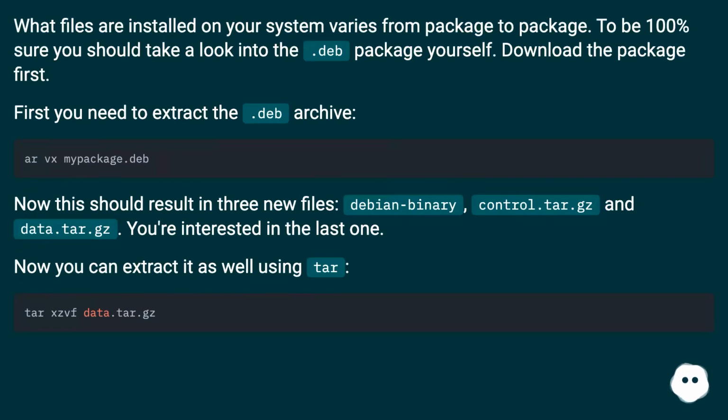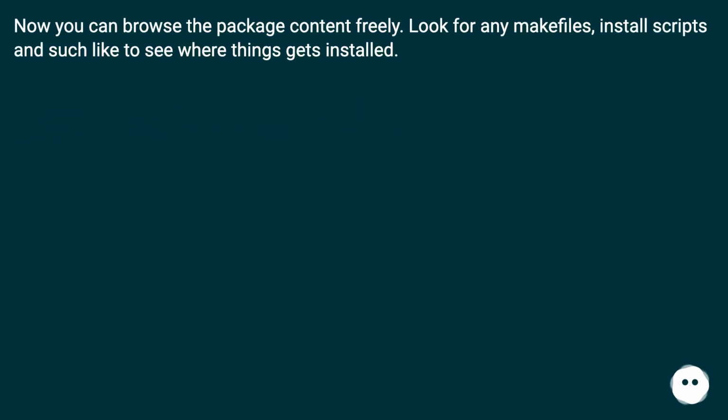Download the package first. First you need to extract the .deb archive. Now this should result in 3 new files: debian-binary, control.tar.gz and data.tar.gz. You're interested in the last one. Now you can extract it as well using tar. Now you can browse the package content freely. Look for any makefiles, install scripts and such to see where things get installed.